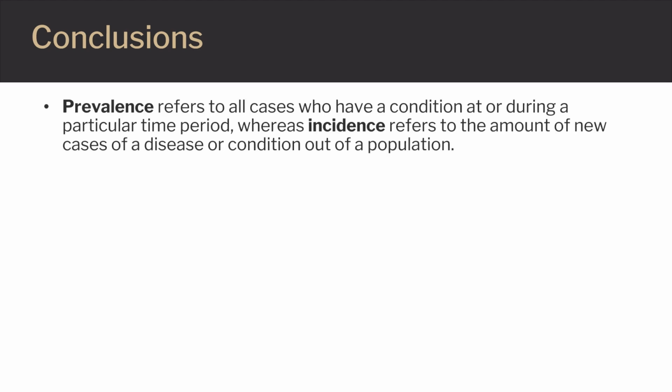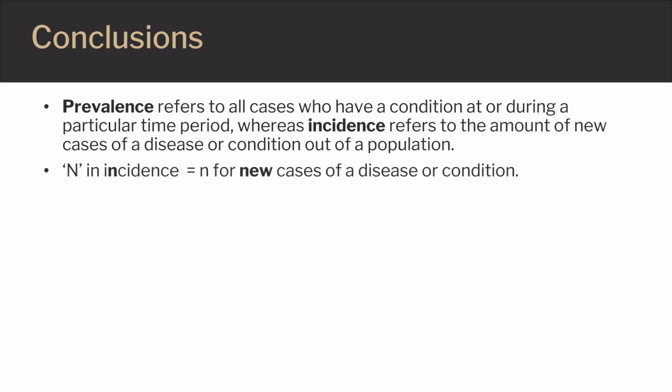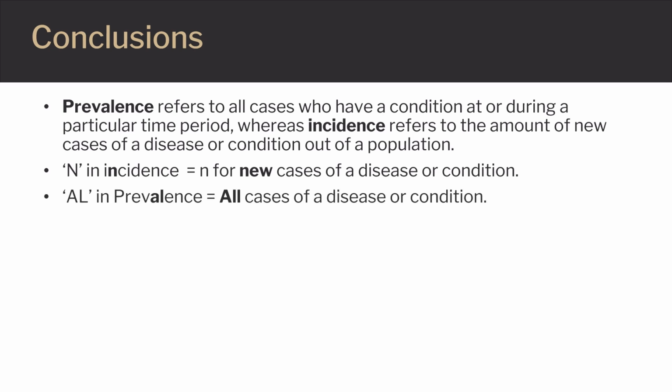This slide reviews the concepts of incidence and prevalence. Prevalence refers to all cases who have a condition at or during a particular time period, whereas the term incidence refers to the amount of new cases of a disease or condition out of a population. Remember, the N in incidence equals N for new cases of a disease or condition, while the AL in prevalence equals all cases of a disease or condition.